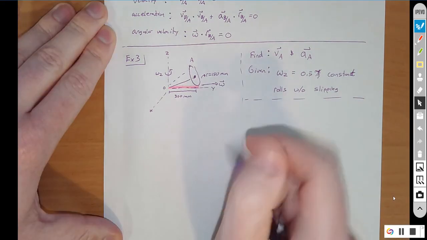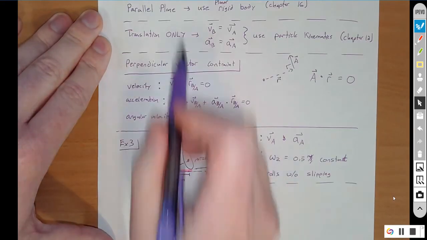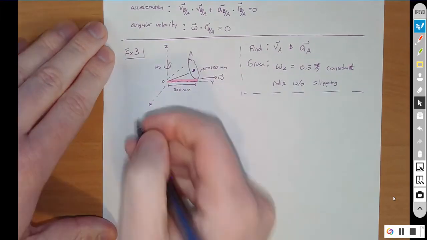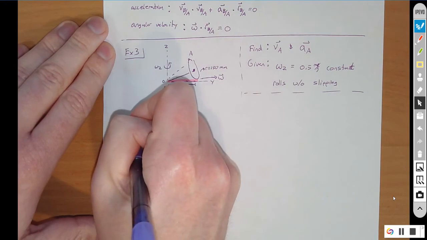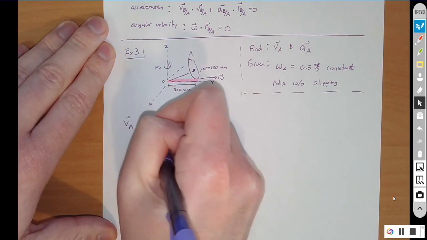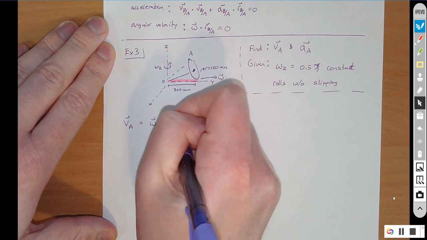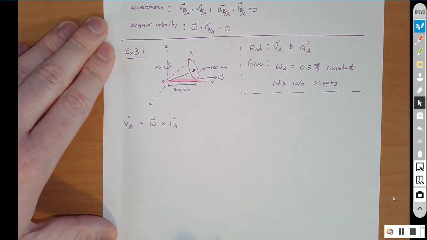So let's find velocity A. We're just going to use our equations up here to find these, so I'll just rewrite them. Velocity A will be equal to omega crossed with the vector to A. So I need to go find omega and vector A. I know which direction this vector is, so I know this is a j hat.